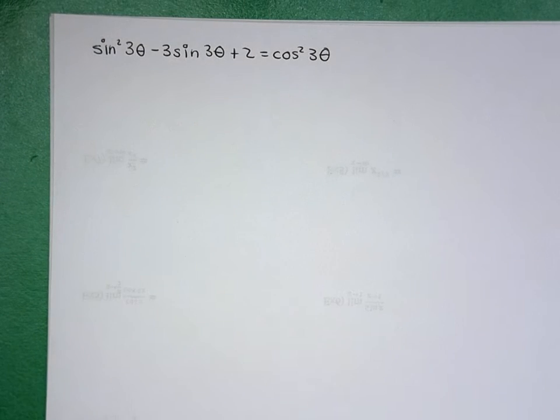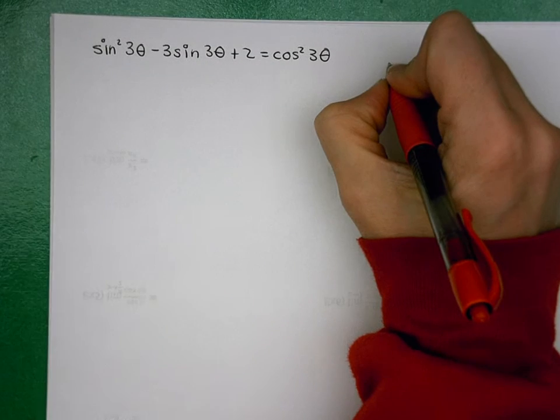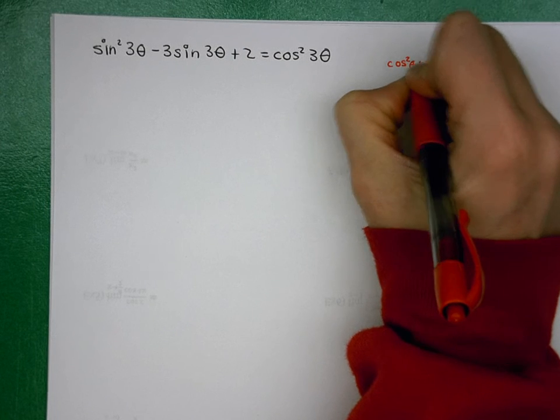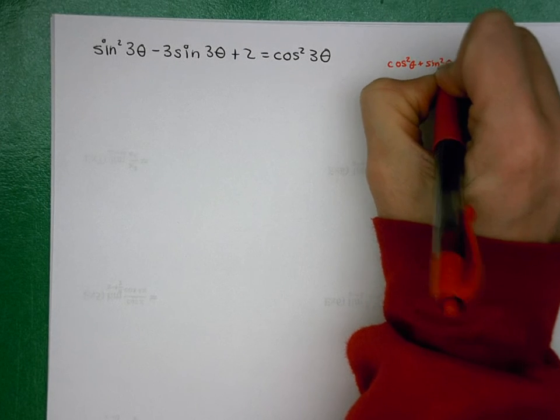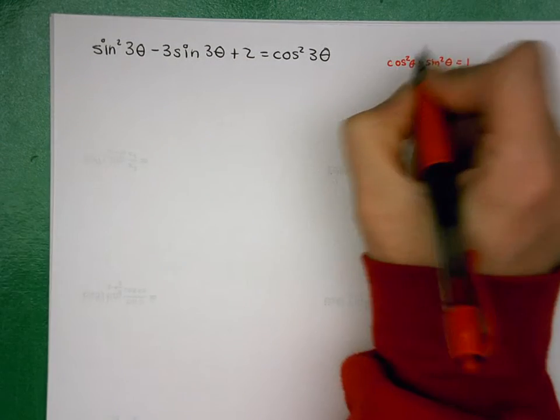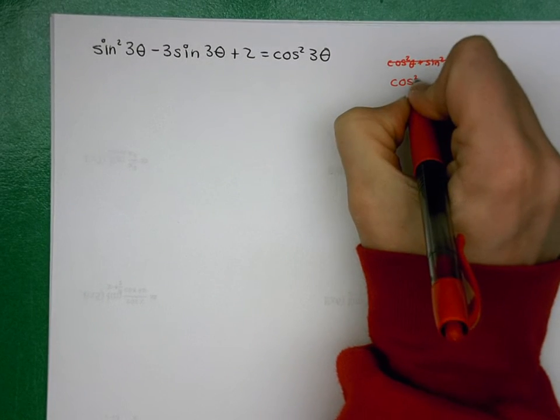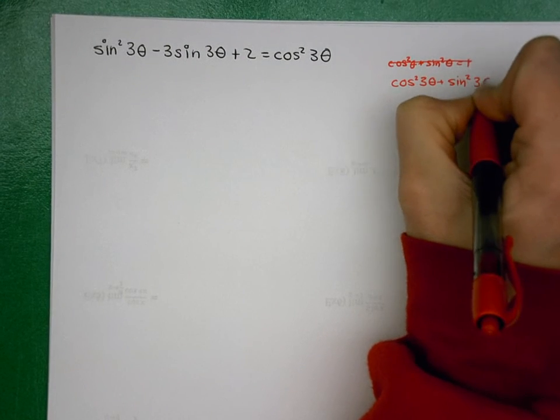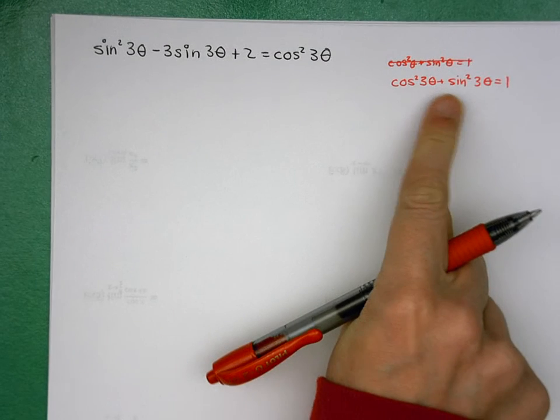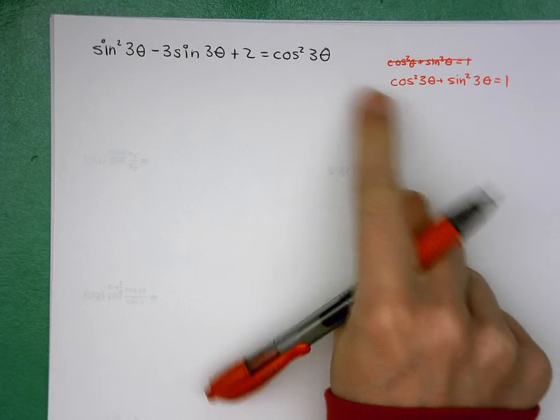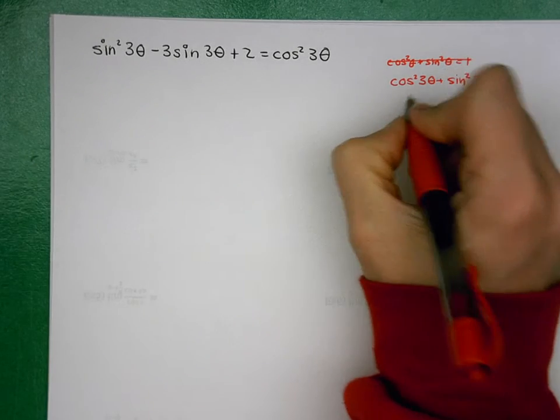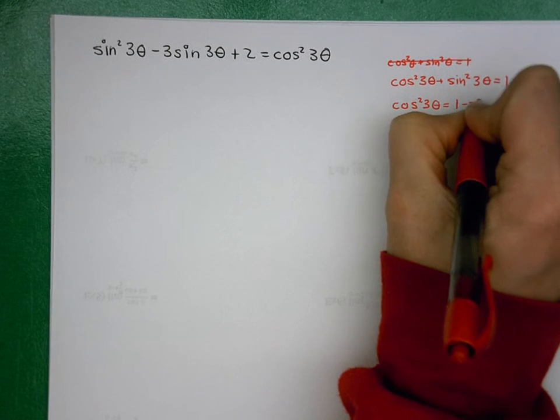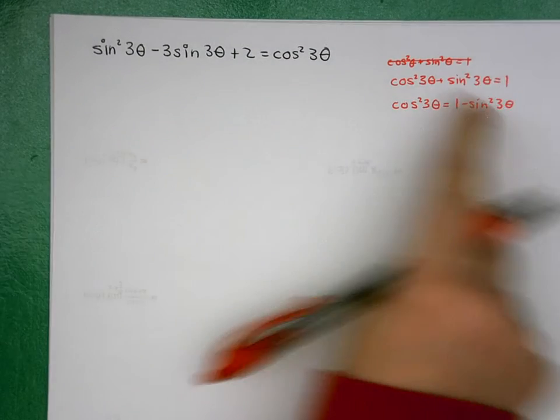And so we're going to be using our cosine squared plus sine squared equals 1. Oh, and I guess technically speaking these should be 3 theta if I want to match my problem. And so if I wanted to figure out what would be equivalent to cosine squared 3 theta, if I subtract this sine squared 3 theta over to the other side, I get 1 minus sine squared 3 theta. And so that's what's going to be substituted into my cosine here.